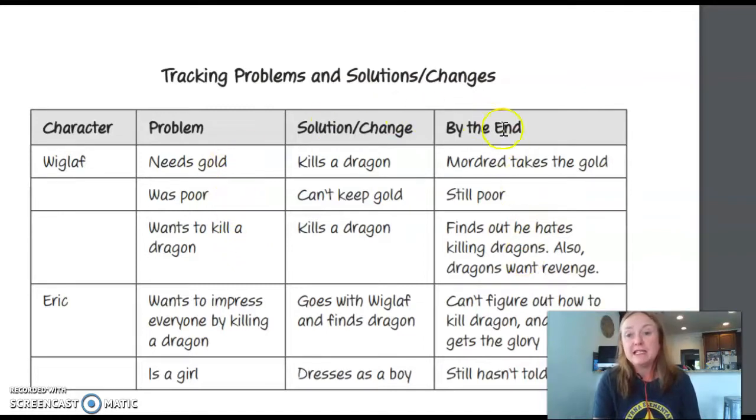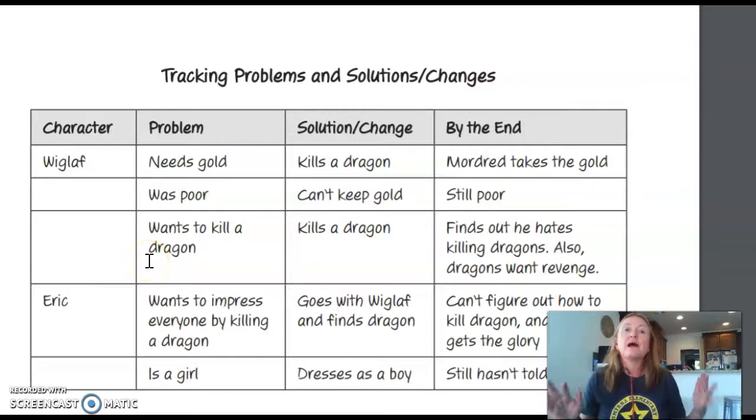Now, by the end, his problems have multiplied because he did these things. Okay, so he kills a dragon. He can't keep the gold, and he did kill the dragon. So, in the end, his problems have multiplied. Mordred takes the gold. Wiglaf is still poor. He finds out he hates killing dragons, and also dragons want revenge. Okay, so if we keep up with it in this chart, then we know a lot more about Wiglaf because we can see it.